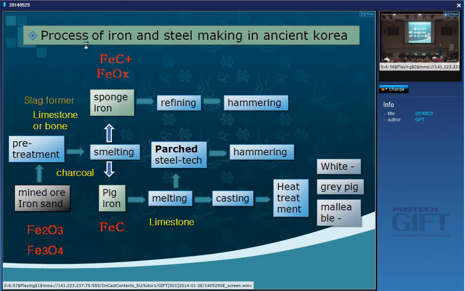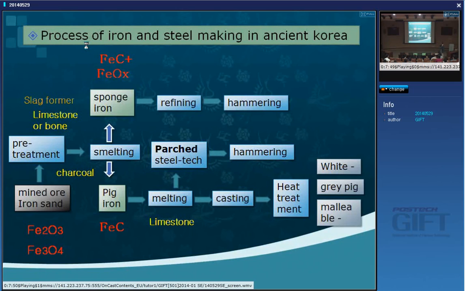And there were two directions. Firstly, they used pig iron and the melting, casting, and heat treatment. Finally, they produced the white pig iron, gray pig iron, malleable pig iron in ancient times. Very, very important point. From the ancient period, they made these kinds of iron and steel. Mainly, this technology was developed in China. And 100 years BC, this technology came to Korean Peninsula through the Lelang colony of the Han Dynasty.